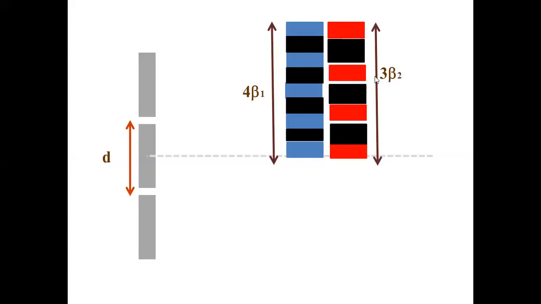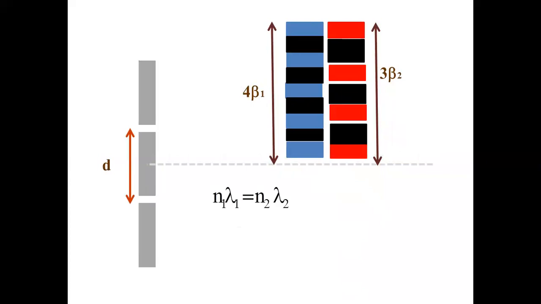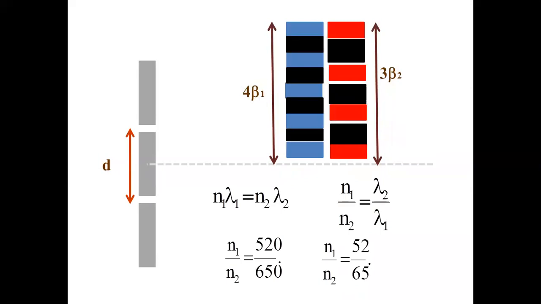So N1 beta 1 must be equal to N2 beta 2. This is only numerical data, just for understanding. It may not be fourth and third itself. Last time we got fourth and fifth, right? So N1 beta 1 equals N2 beta 2. N1 lambda 1 D by d must be equal to N2 lambda 2 D by d. D by d is the same for both because they are using the same apparatus. Then N1 lambda 1 is equal to N2 lambda 2. Next, N1 by N2 is equal to lambda 2 by lambda 1. N1 by N2 is equal to 520 by 650. 52 by 65 is the ratio.